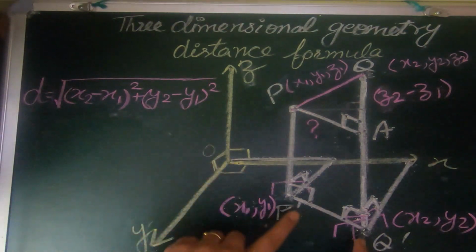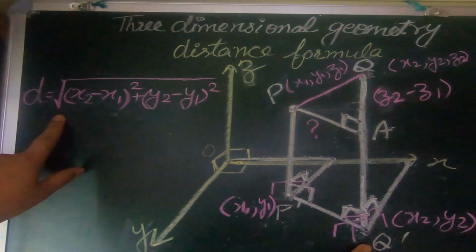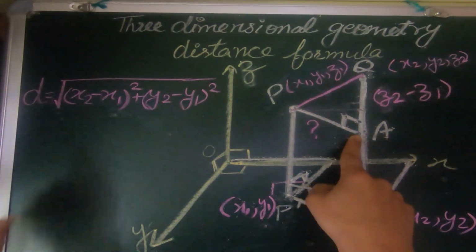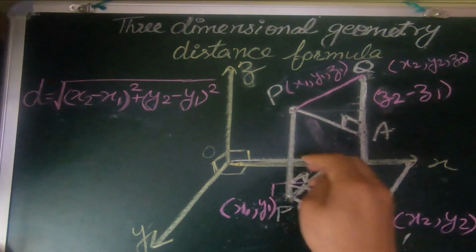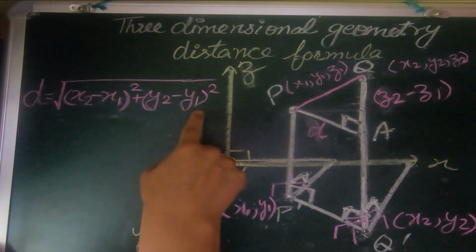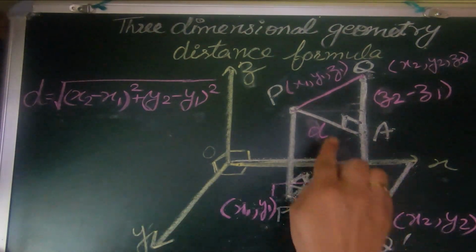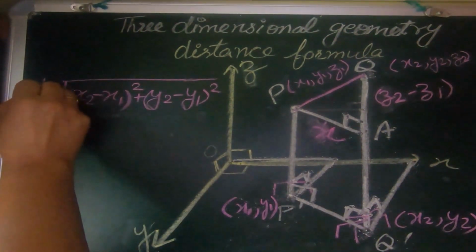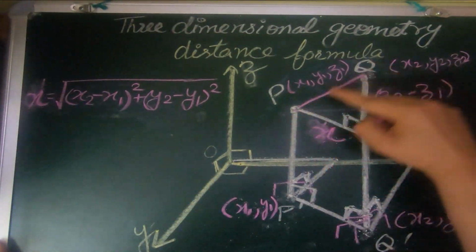That means we got it. This P dash Q dash is this. So we got our PA. Our PA is this. So we got our PA also. So I'm just labeling it D here. Okay, and D is equal to this. Or I can label it, let this be X, and I'm labeling this as X. Now we can find out our PQ.